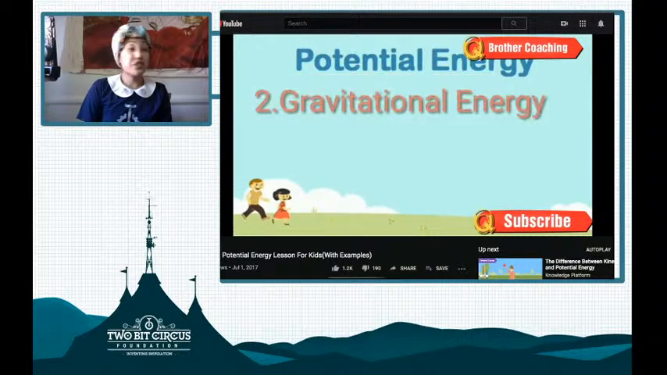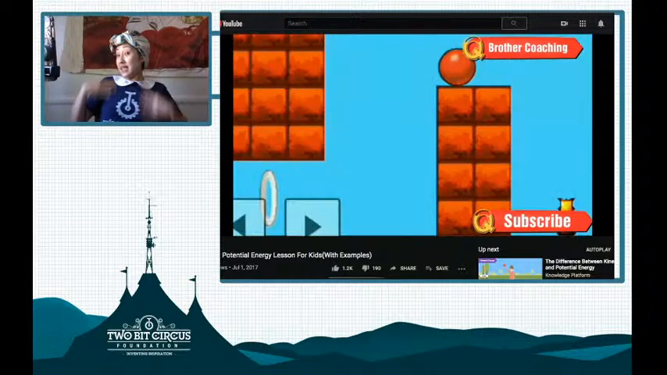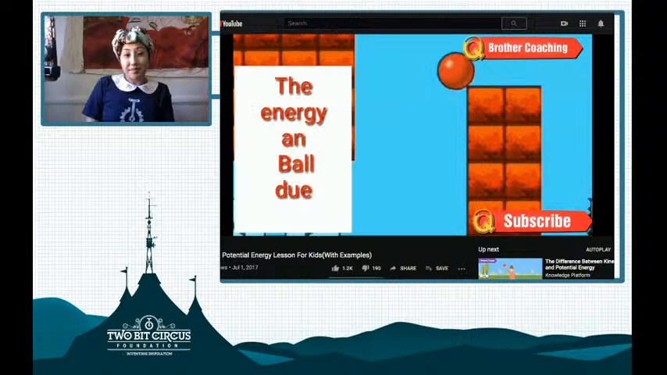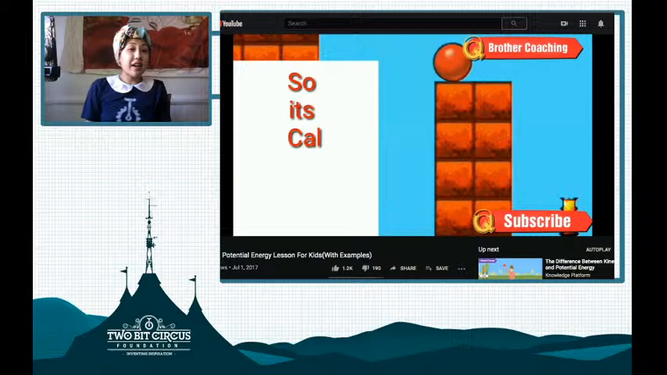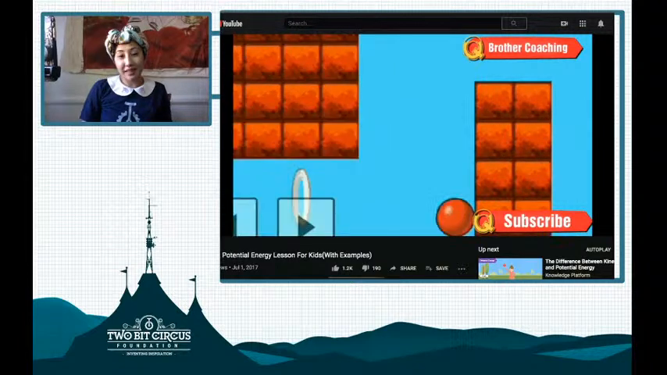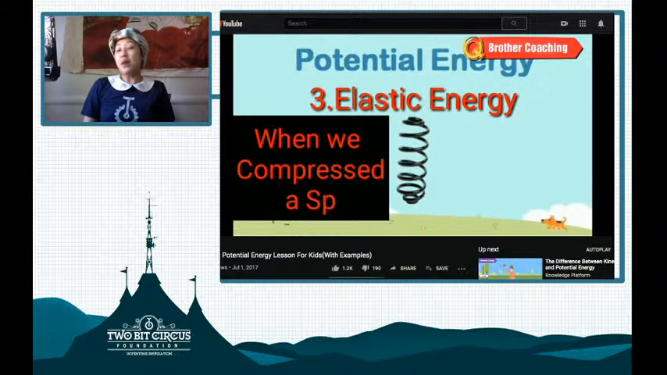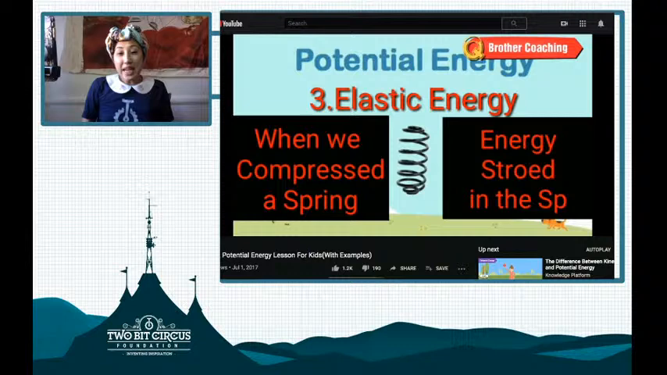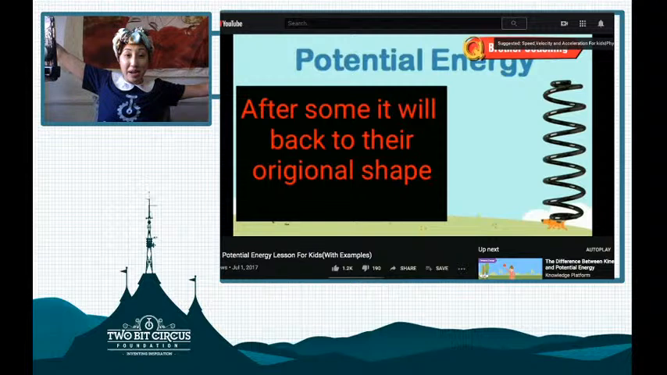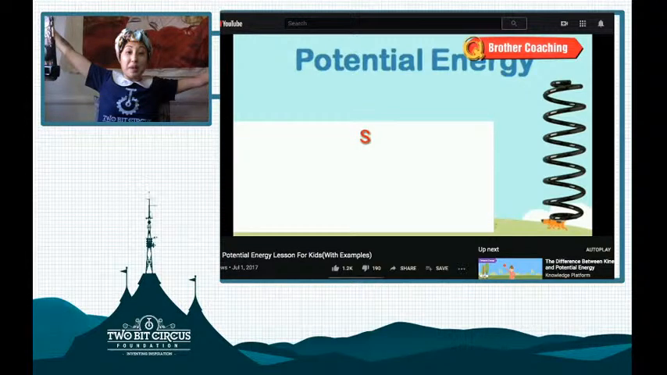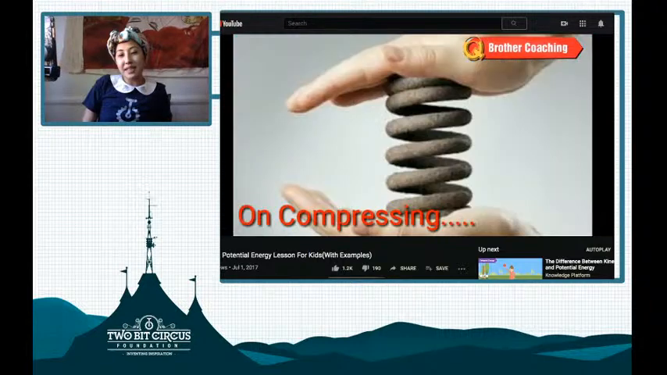There's gravitational energy, and that's just the energy an object has due to its position above the Earth, as well as its mass. So, for instance, a ball dropped from a very large height will drop at a higher velocity. And, of course, there's elastic energy. Whenever we compress a spring, the energy that's stored in that spring is potential energy. And once we let it expand into its original shape, that process of expansion is its releasing of its kinetic energy so that it gets, again, into that nice place.